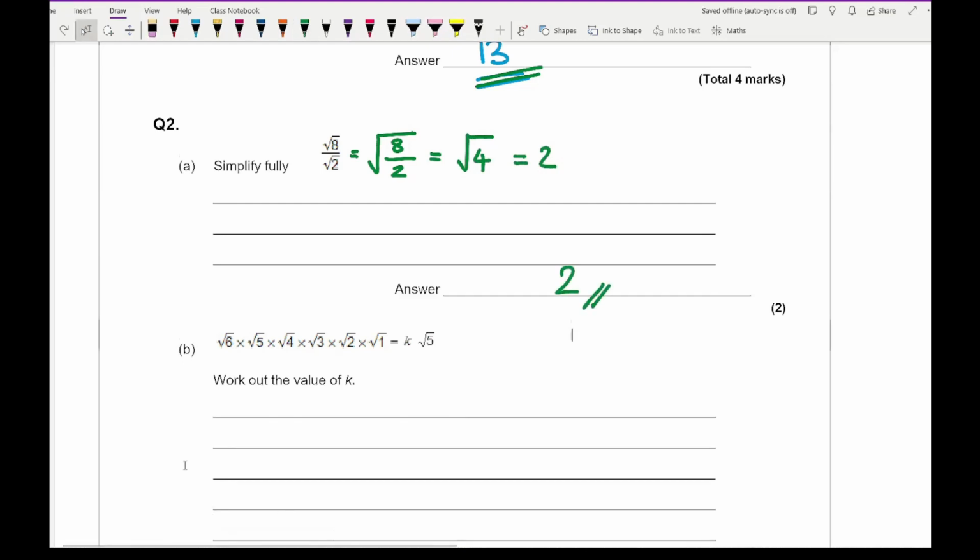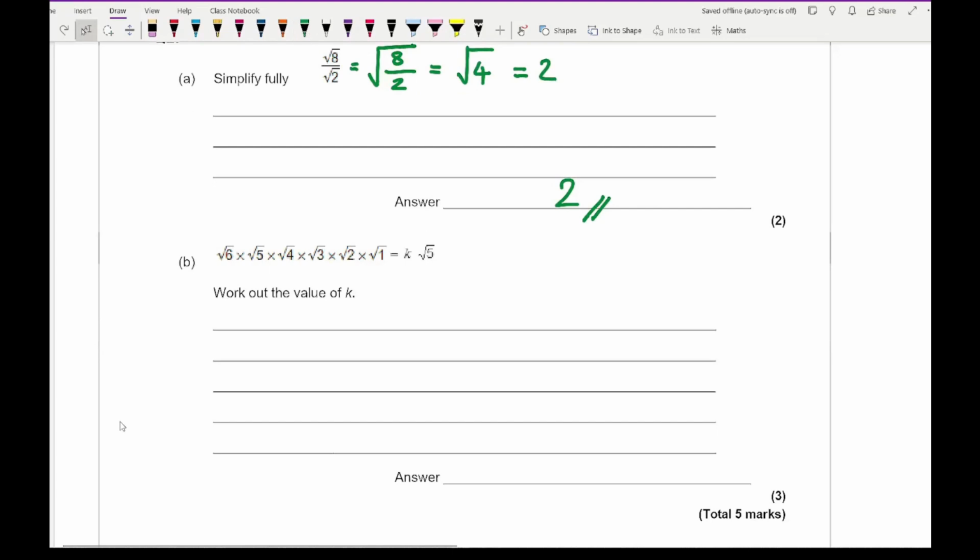Then with question B, it says work out the value of k. So we've got root 6 times root 5 times root 4 times root 3 times root 2 times root 1, and that equals k root 5. Looking at each of these surds, the only ones that we can simplify are root 4 and root 1. So if I change root 4 for a 2 and root 1 for a 1, now to look at this, what we then need to do is just multiply each of these surds together.